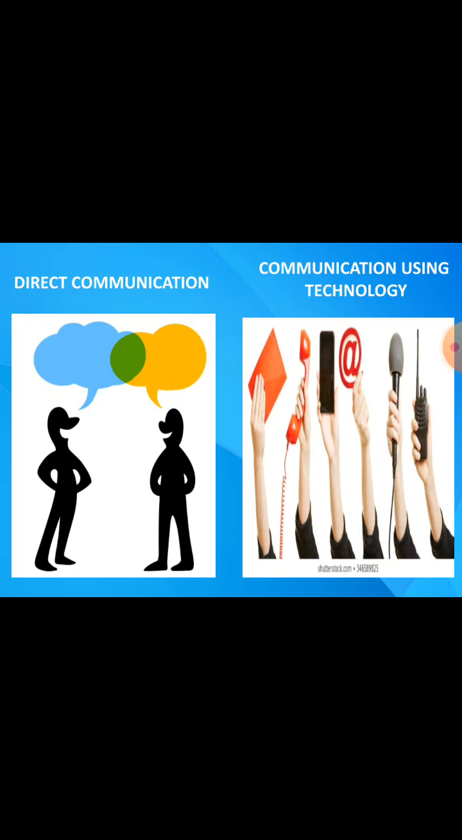Through two ways we can communicate with others. One is direct communication and the other one is communication using technologies. In the first one, direct communication, communication can be done directly if the distance between the sender and the receiver is small. In the second, communication using technologies, we use available modern technologies to communicate with others if the sender and the receiver are far apart.